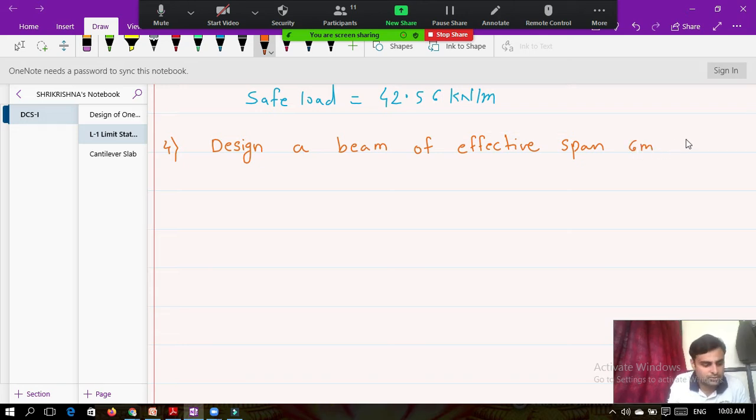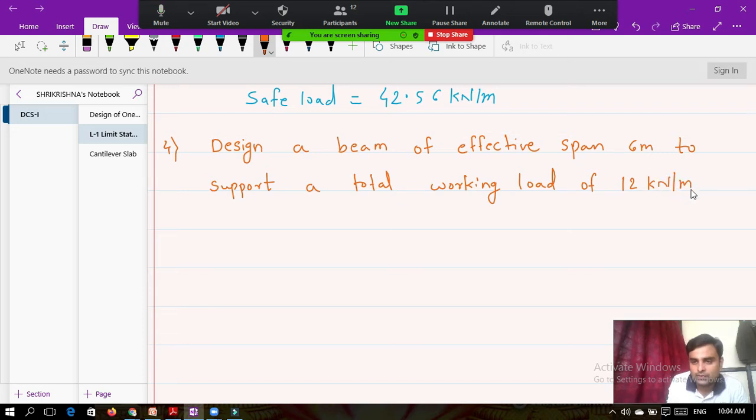Design a beam of effective span 6 meter to support a total working load of 12 kilonewton per meter, including the self weight of the beam. Okay, so this load is including the self weight of the beam.